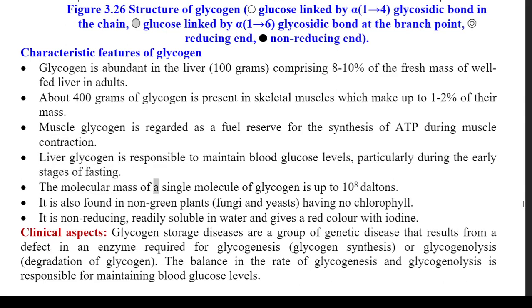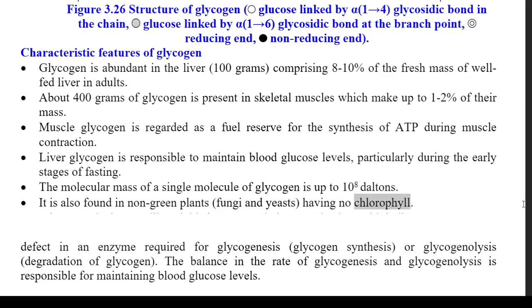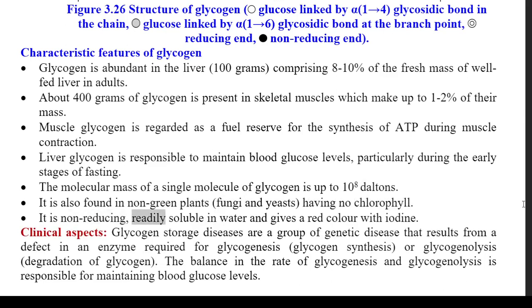The molecular mass of a single molecule of glycogen is up to 10^8 daltons. It is also found in non-green plants, fungi and yeasts, having no chlorophyll. It is non-reducing, readily soluble in water and gives a red color with iodine.